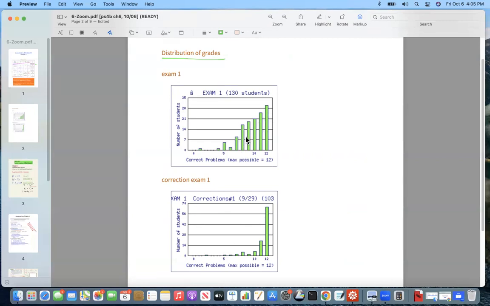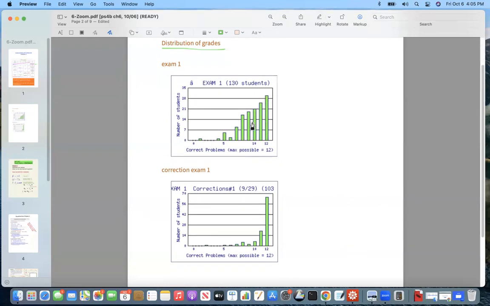So on the timed exam, which had a time limit of 70 minutes, already a lot of people got all 12 problems, but some people got less than 12. On the correction exam, where it was not timed, pretty much everybody got all the questions. Not everybody, but mostly everybody got all of the questions. So the questions were not very hard on this exam. They may be a little harder on the next exams because the material is getting more difficult as we go deeper into physics.